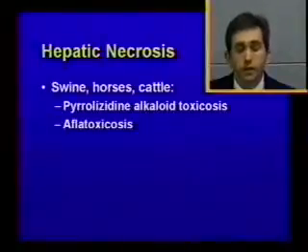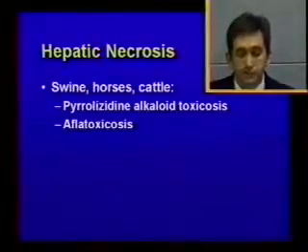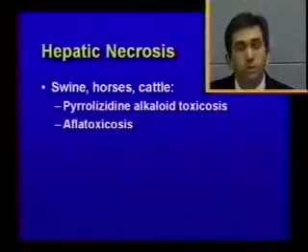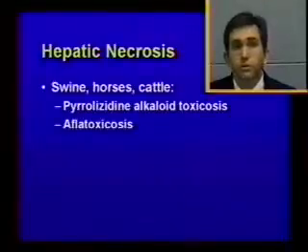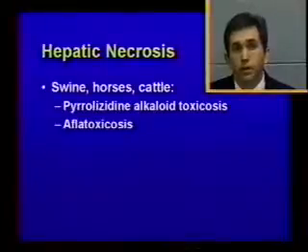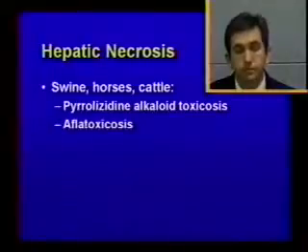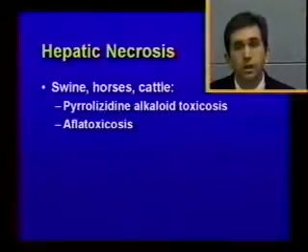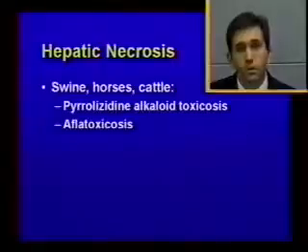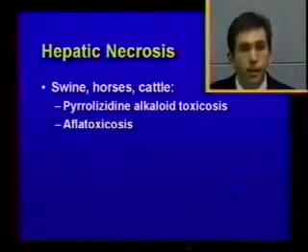There are certain toxins that are notorious in affecting multiple species. In this case, swine, horses, and cattle. And the examples that I'd like to mention are, first, pyrrolizidine alkaloid toxicosis. The common plant in this area would be crotalaria that causes severe hepatic necrosis in farm animals. And then, just as in dogs, these farm animals will also be prone to aflatoxin exposure or aflatoxicosis, causing centrilobular necrosis, and then proliferation of the bile ducts. And this can cause hepatic failure.